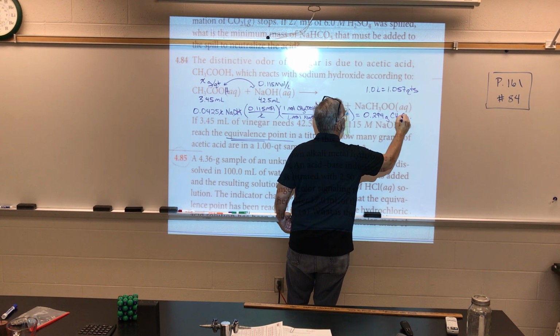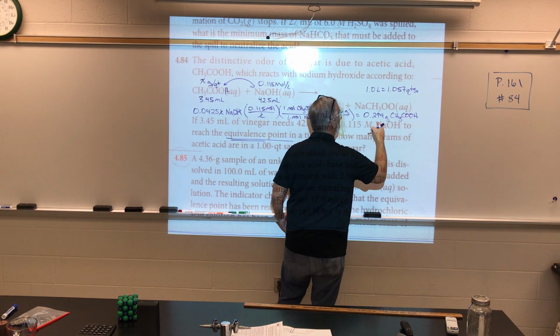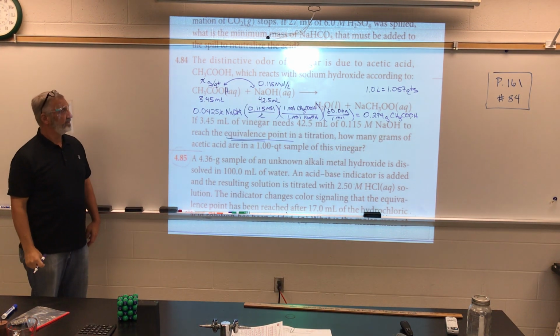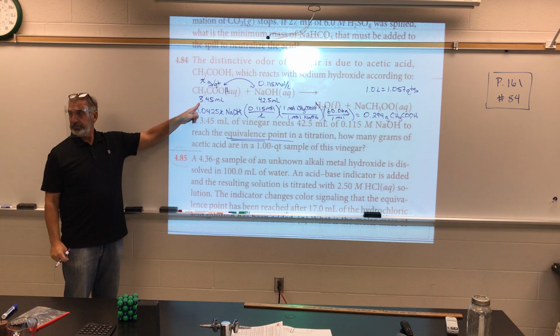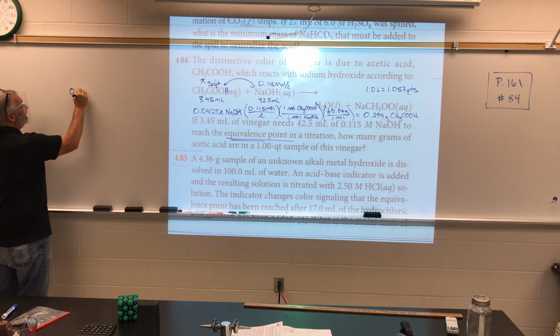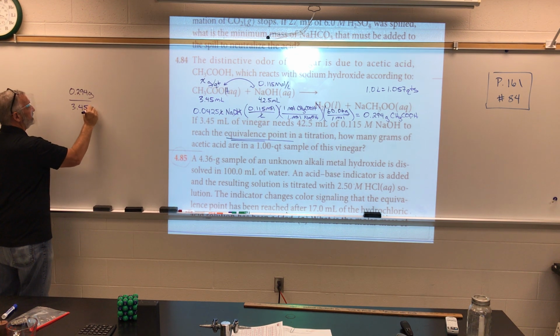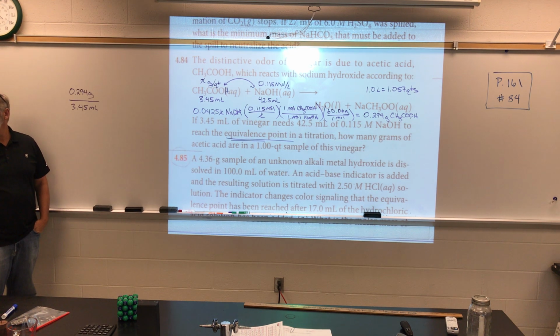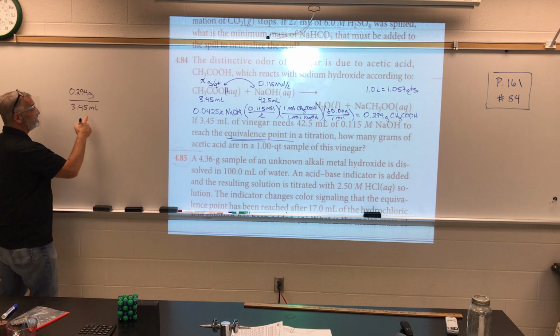But how much is this, what volume is this 0.294 grams in? In 3.45 milliliters. So what we have right now is 0.294 grams over 3.45 milliliters. But we need grams per quart, so what do we have to do now? Convert the liters to quarts, so we have to change this.